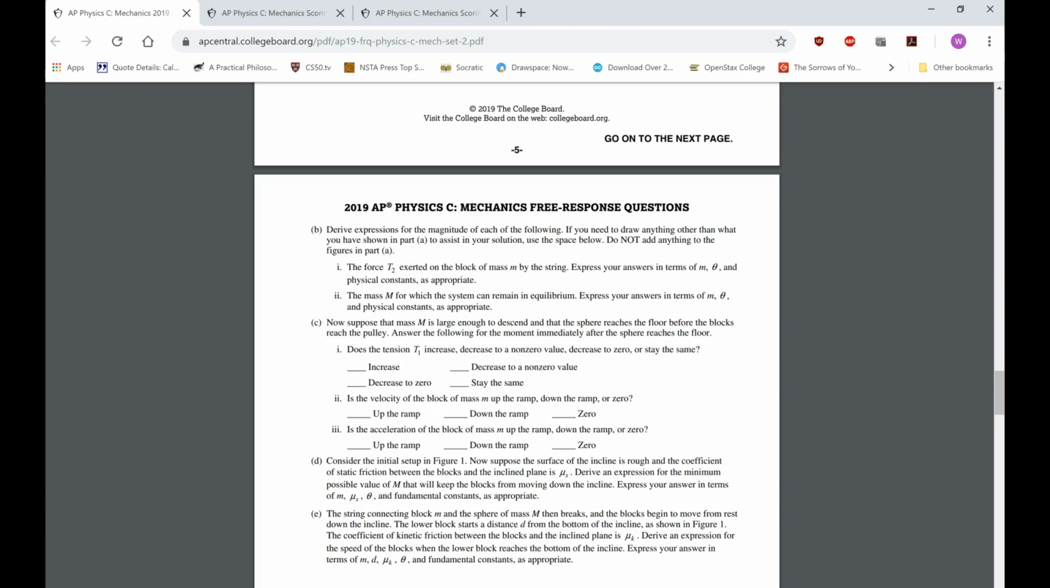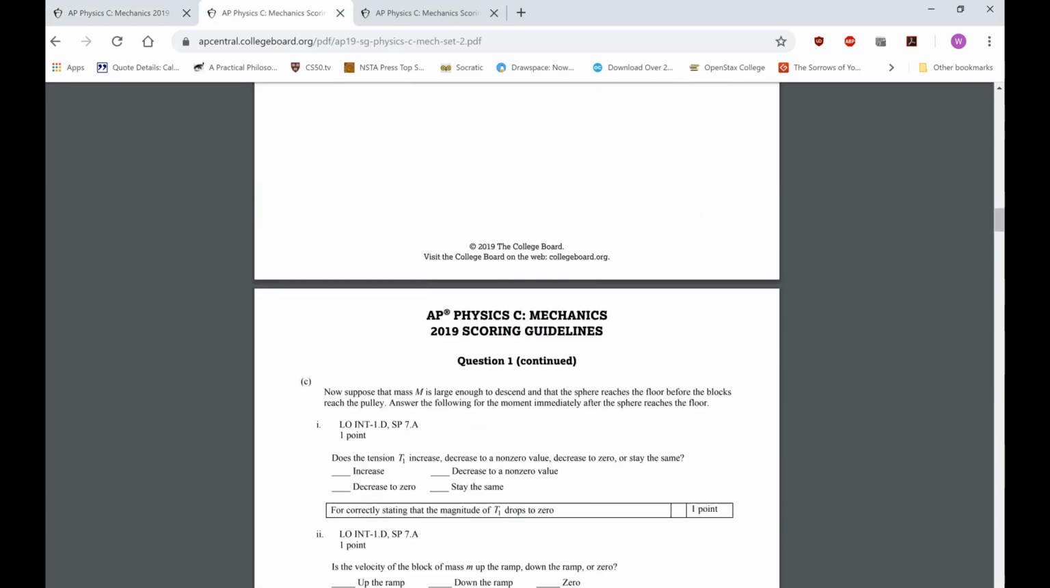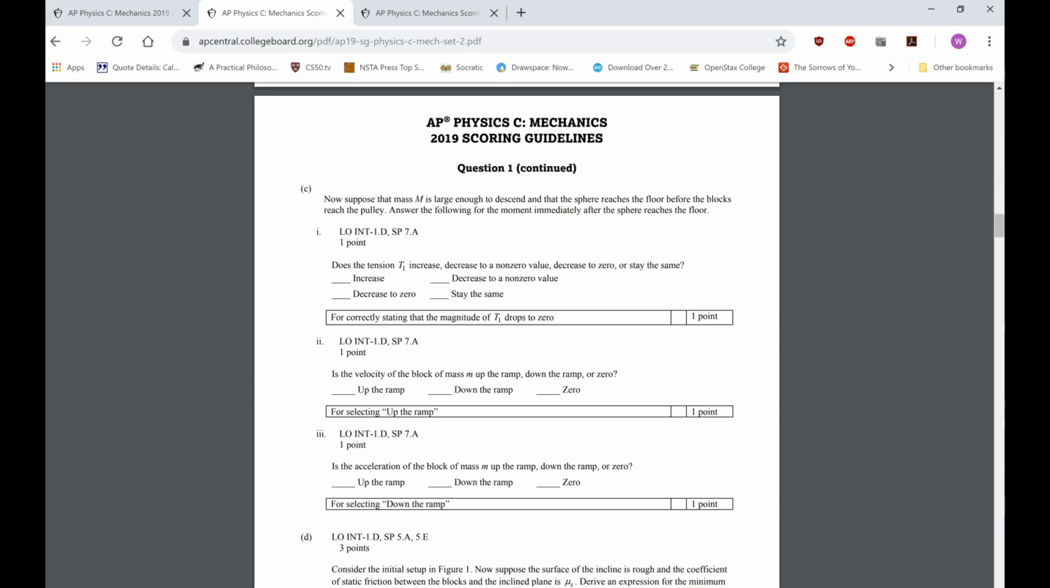So the fact that they don't ask you to explain means that the points are purely for the check marks. So again, if you're short on time, look for these things and just try to do them quickly. Don't ever leave them blank. So, first point. What happens to the tension? For correctly stating that the magnitude of T1 drops to 0.